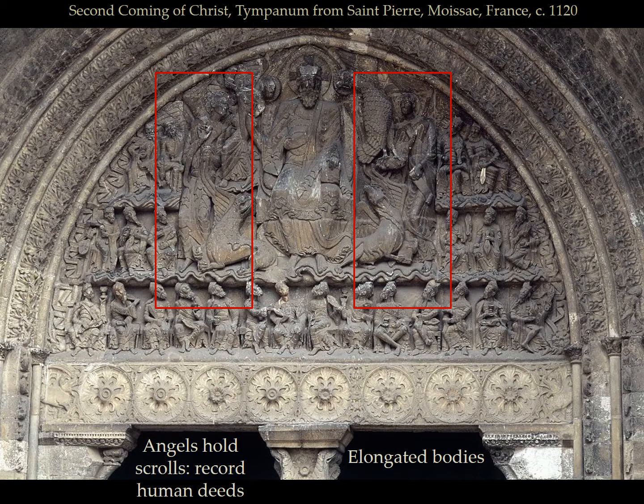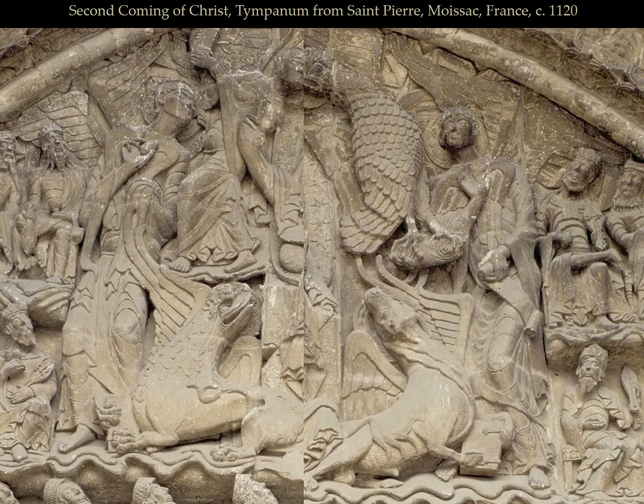Angels on either side as well are very elongated and hold scrolls recording the deeds of humans. Thus, of course, we will be judged based on what we have done on earth, and then based on the teachings of Christ, whether or not we gain salvation and everlasting life after that. The figures here can be seen on either side with the very long bodies of the angels unfurling these scrolls.